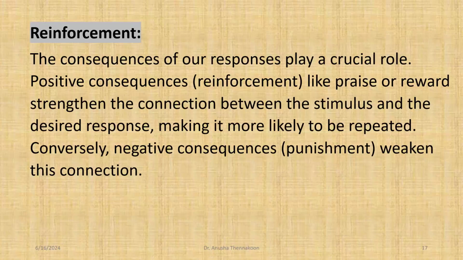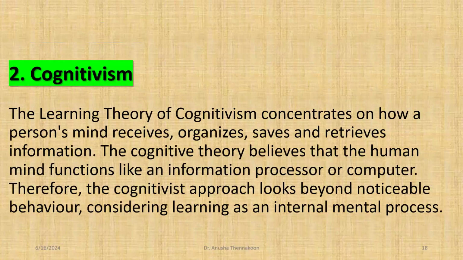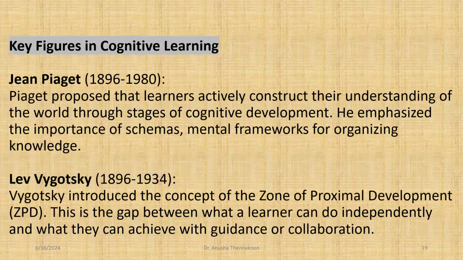And then we came to cognitivism. Cognitivism is a theory about language learning. It focuses more on unobservable behavior. Behaviorism focuses on observable behavior, while cognitivism talks about unobservable things, that is, our brain function. We can't see it. The person who founded this was Jean Piaget, and Vygotsky also contributed.